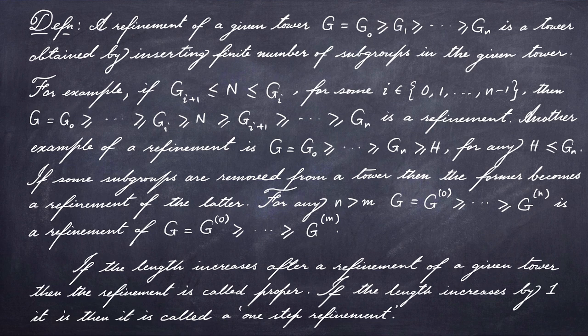And it's quite easy to see that, suppose we are given a tower and we remove a subgroup from that tower, then the former becomes a refinement of the latter. Another example of a refinement: for any n greater than or equal to m, if we consider the abelian tower of derived subgroups up to stage n, this is going to be a refinement of the tower of derived subgroups up to stage m. So given any m, this is an abelian tower, and for any n greater than m, the tower that ends with the nth derived subgroup is going to be a refinement of this.